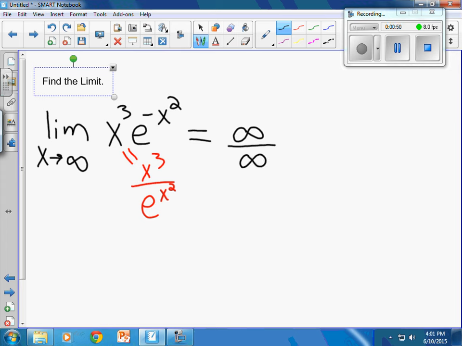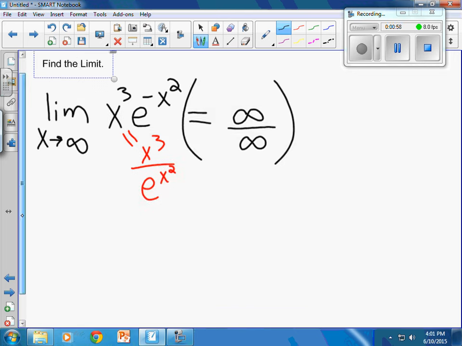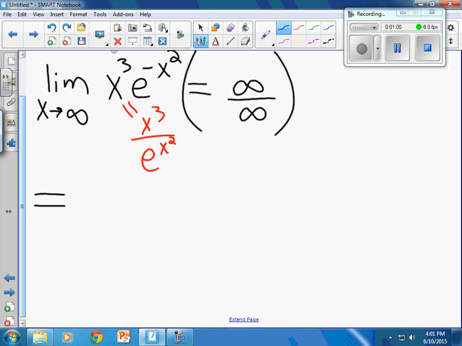Now this is another indeterminate form. And it is one that L'Hopital's rule would apply to. So we apply L'Hopital's rule. L'Hopital's rule says you take the derivative of the numerator divided by the derivative of the denominator and then take the limit of that. So the limit as x goes to infinity.